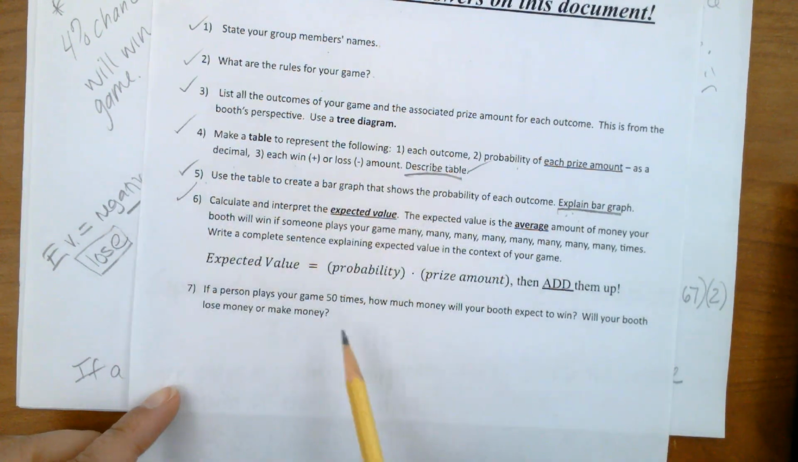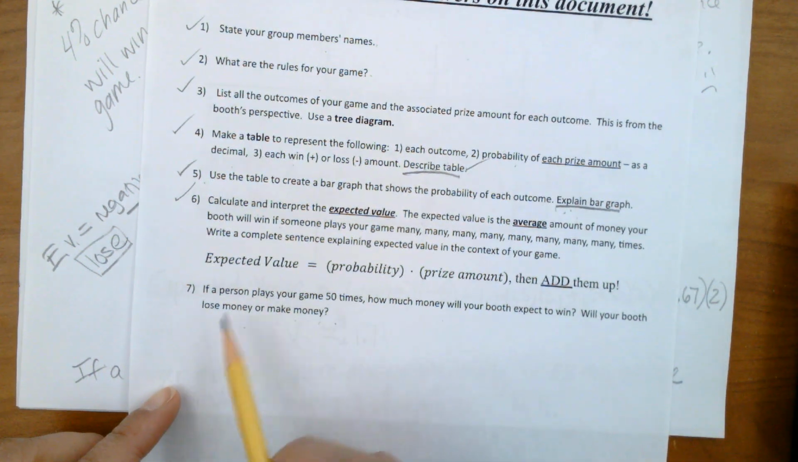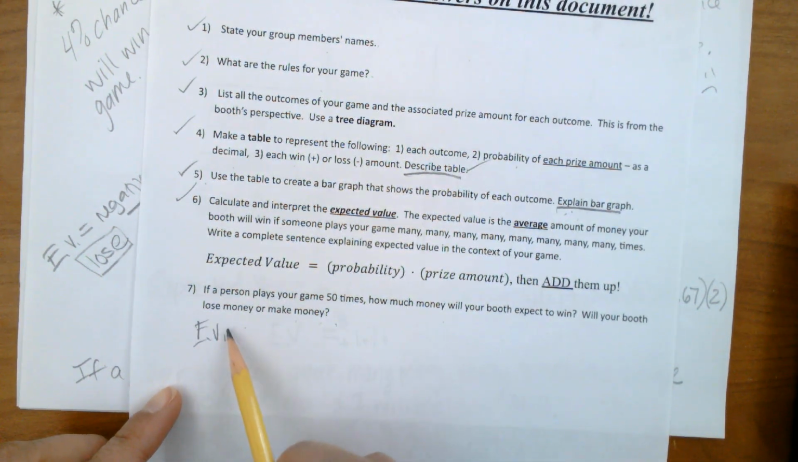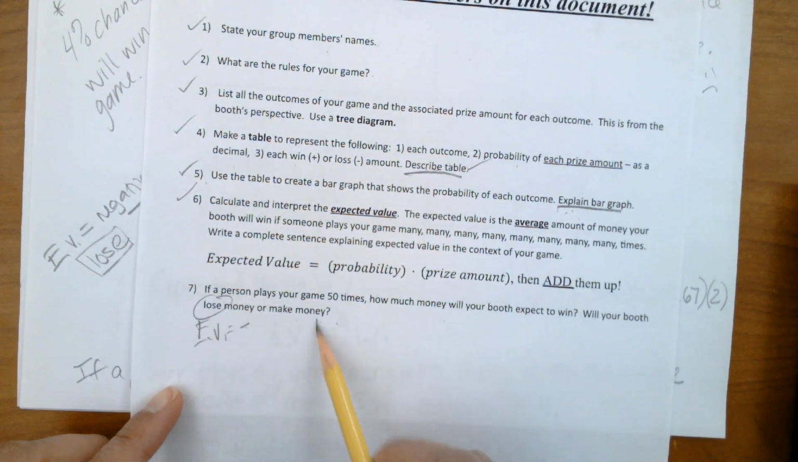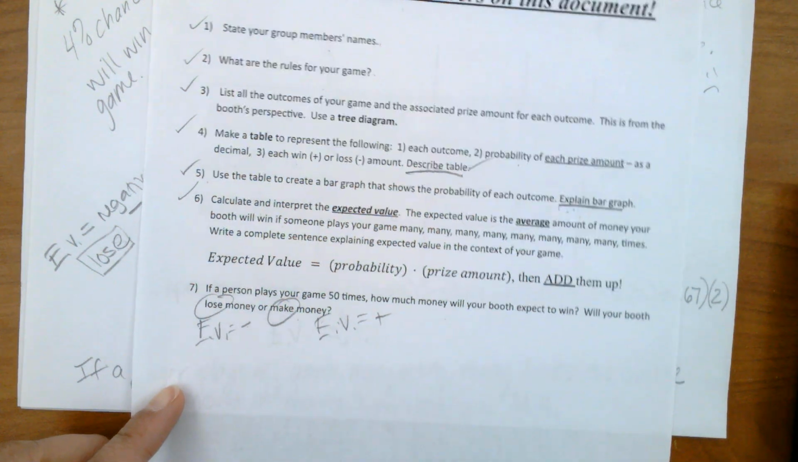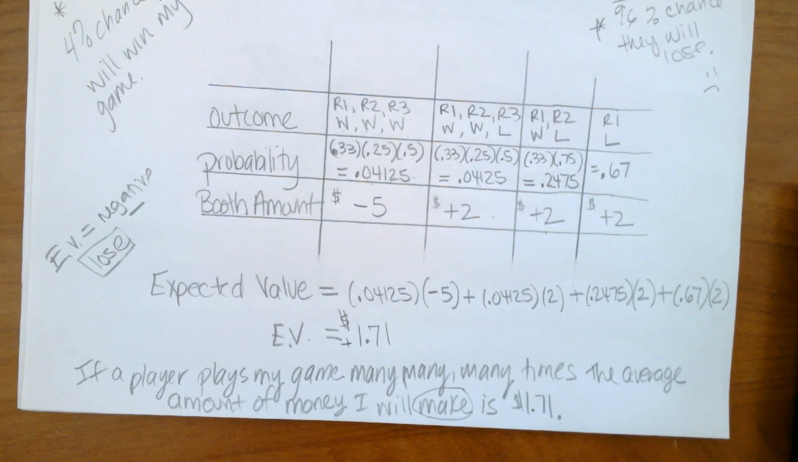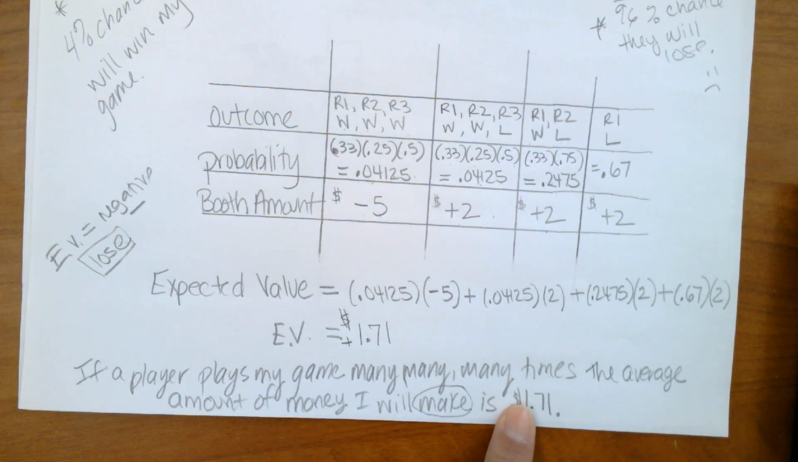And the next thing, check. If a person plays your game 50 times, how much money will your booth expect to win? Will your booth lose or make money? So remember, if that EV is negative, you lose, and if your EV is positive, you're going to make money. Okay, so 50 times. My average is 1.71.